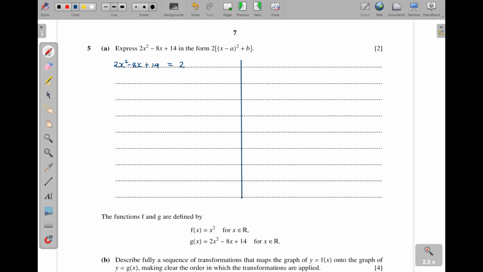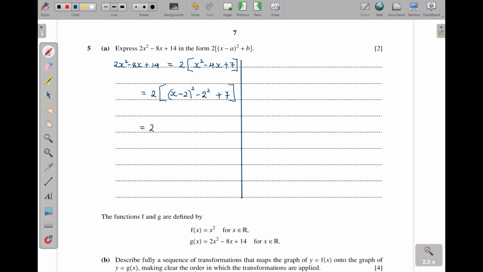2 is common, so I'll factorize it out. That means I have x squared minus 4x, then plus 7. Now to complete the square, I get the coefficient of x, which is 4, and divide it by 2. I'll get a 2. Take the sign that is here. Then I'll square it, and pop this one out as a square. So we shall have minus 2 squared, and then you add on the 7.